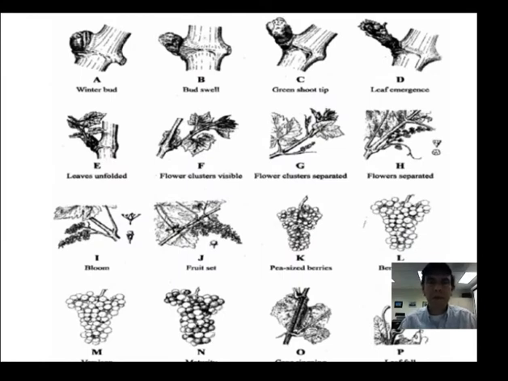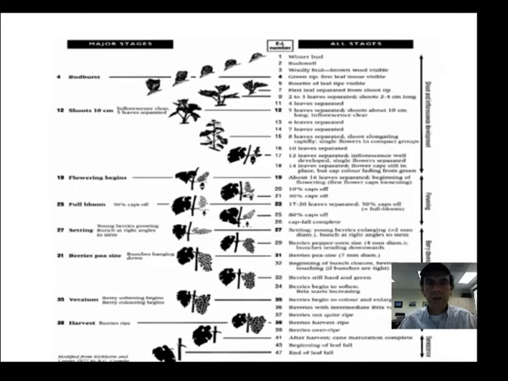Here we have a classification of phenology and just the major stages. Here we have another one where you can see on the left just the major ones: bud burst, shoots about 10 centimeters, flowering, full bloom, fruit set, berries pea size, veraison, and harvest.